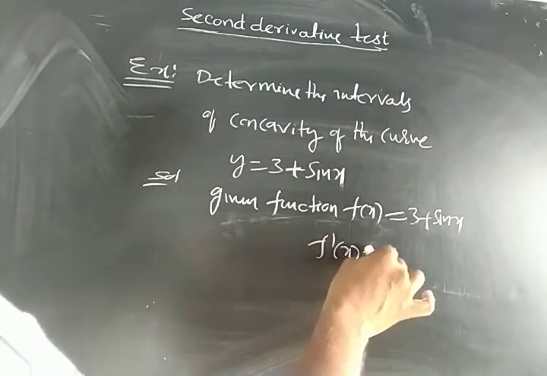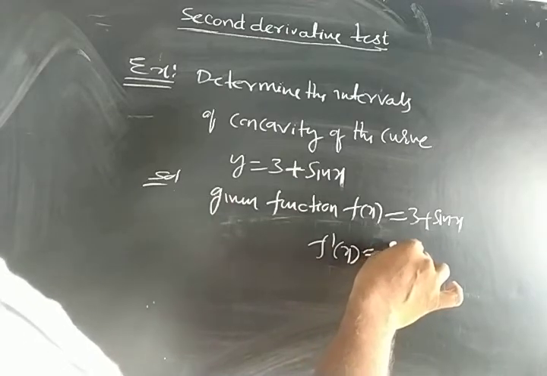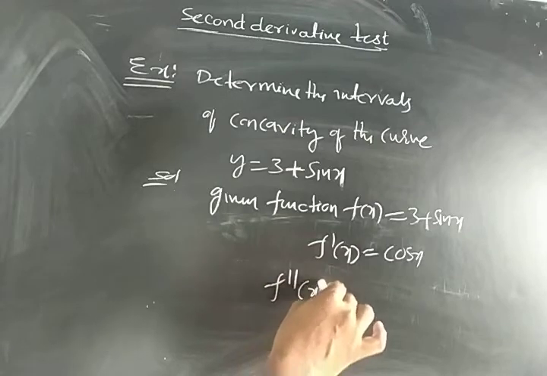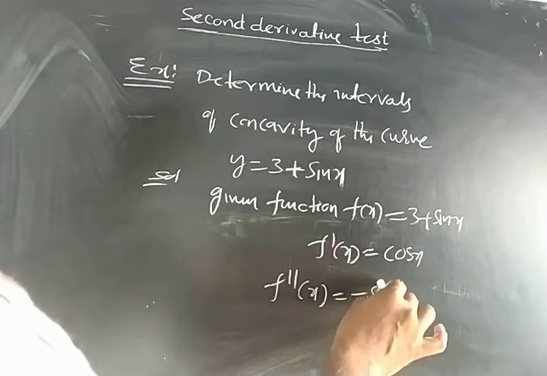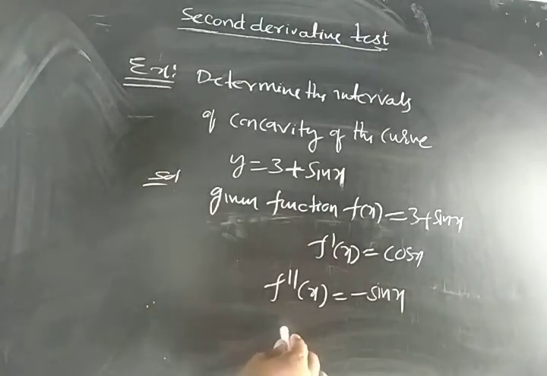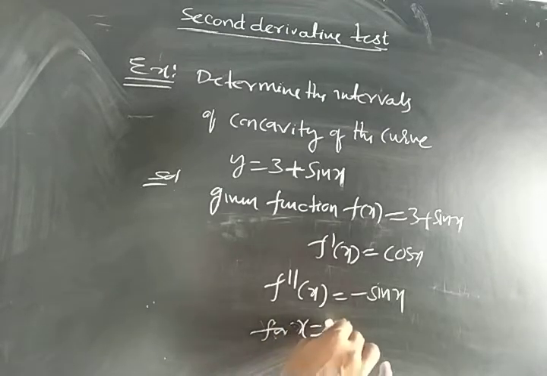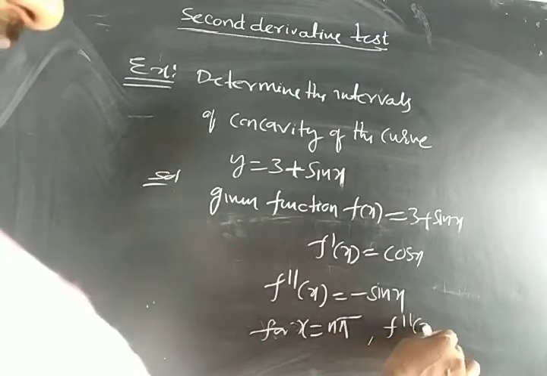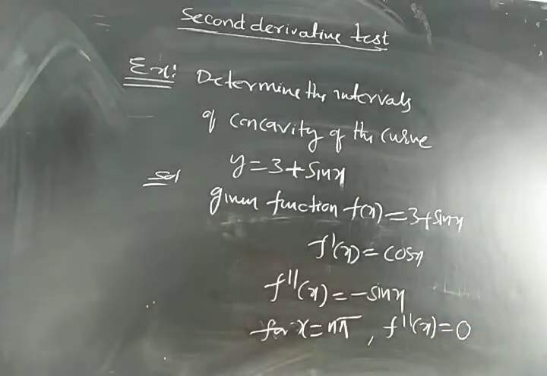F dash of x is the derivative of 3, which is 0, plus the derivative of sin, which is cos x. F double dash of x is minus sin x. So the second derivative will be 0 for x equal to n pi, since sin n pi is 0. For x equal to n pi, f double dash of x is equal to 0.